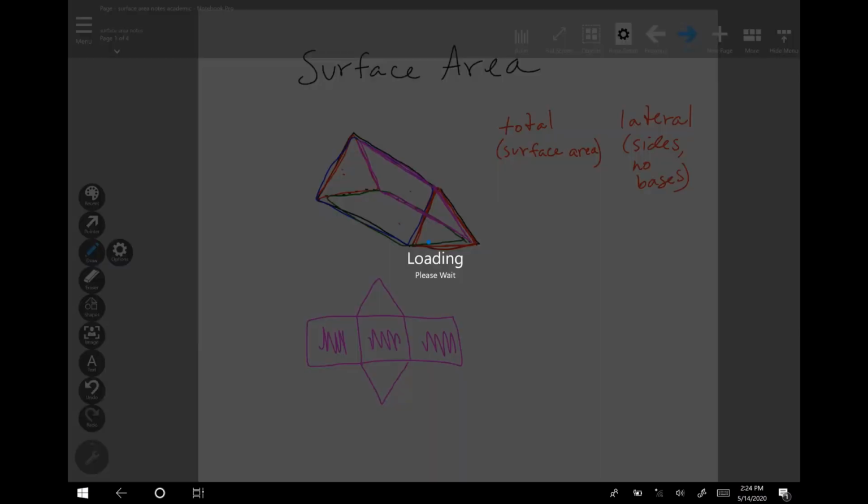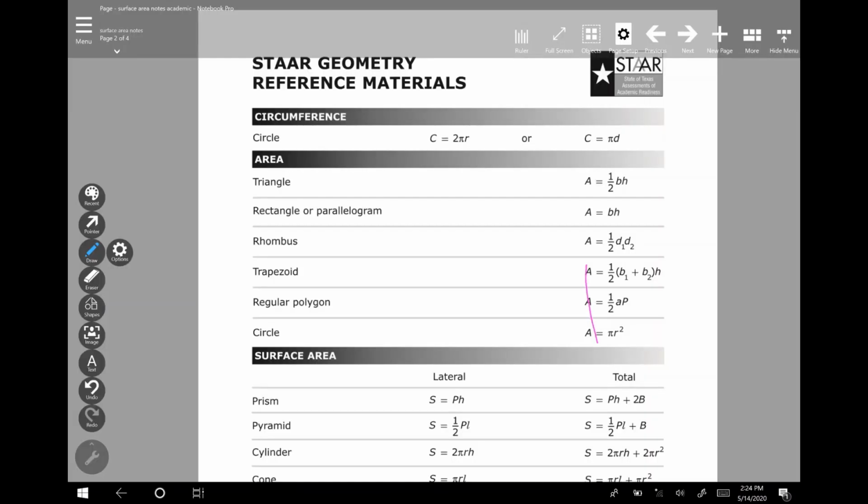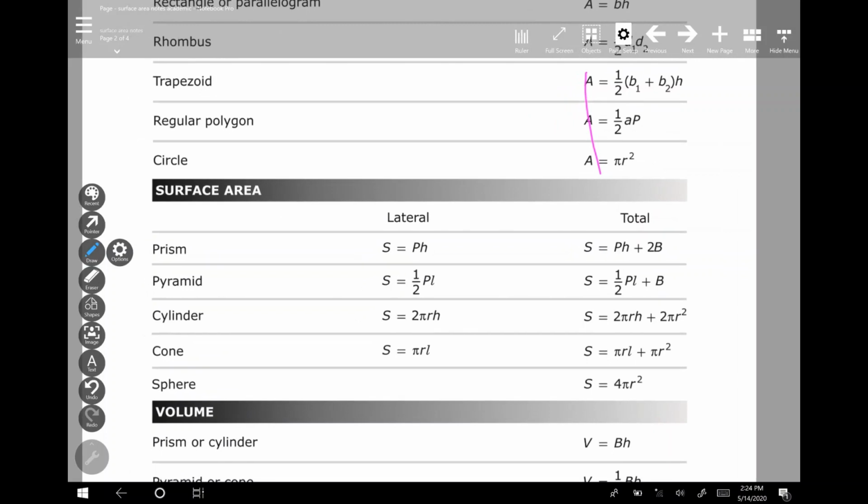Now, in order to do this, we're going to use our formula chart here. You can see we have all of the formulas for the different kinds of shapes that we're going to use. We have the lateral surface area formula and then the total surface area formula. So you have to look and see, okay, what is my question asking for? Is it asking for the lateral or is it asking for the total? And then you look up the formula according to which one you need.